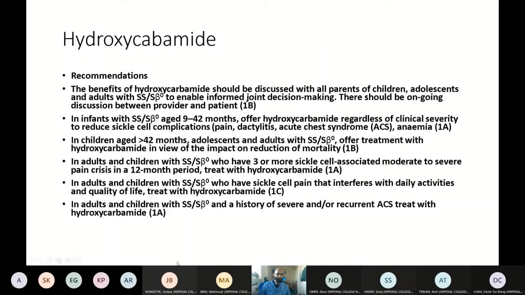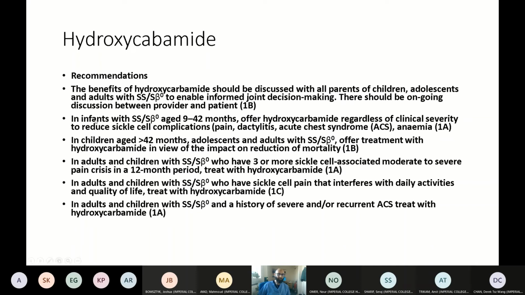The next 2 slides, I'm sorry that they're just a bit busy. They're just the recommendations taken from the BSH guidelines on hydroxycarbamide in sickle cell disease, and these really are quite interesting. These are a few years old now, but they basically show the progressive thinking on hydroxycarbamide, in that we should be offering it to more and more patients with sickle cell disease. Children particularly, I think the recommendation is that pretty much all children should be offered hydroxycarbamide, all children with sickle cell disease.